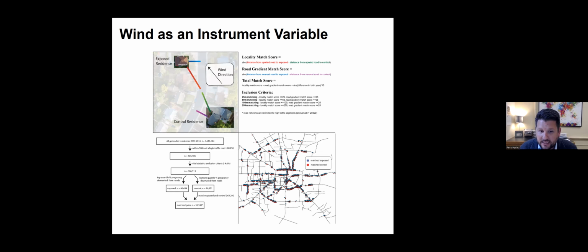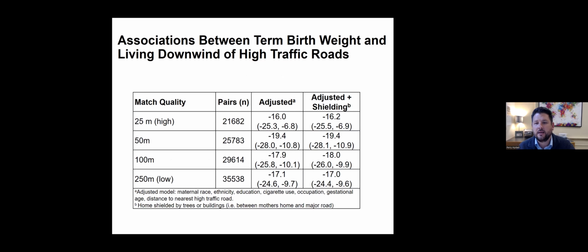When we implemented this, this was all births from 2007 to 2016. We saw some really interesting results. This is looking at our highest match quality, so this is direct matching on a road segment. We see a 16-gram decrease in term birth weight, and 16 grams is just the component that's due to the wind direction. So this is actually a fairly big association, if you think of this as in addition to the general exposure from these roadways.